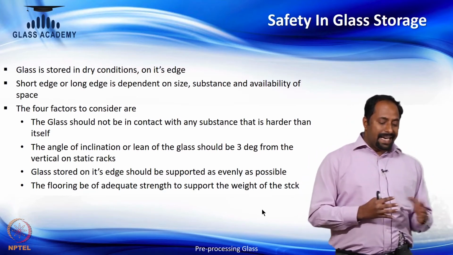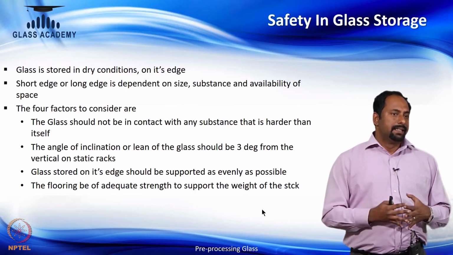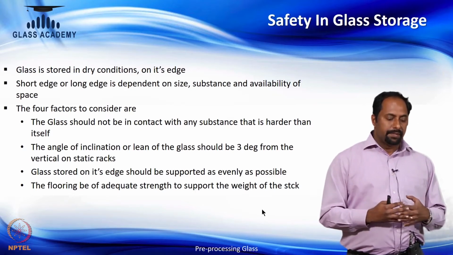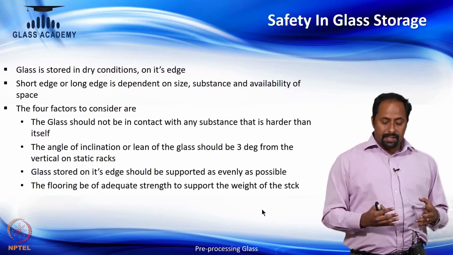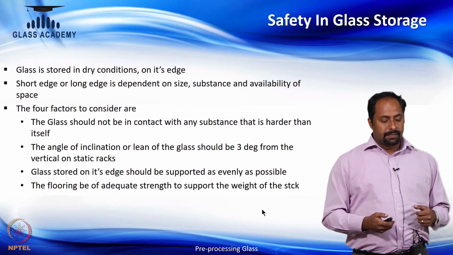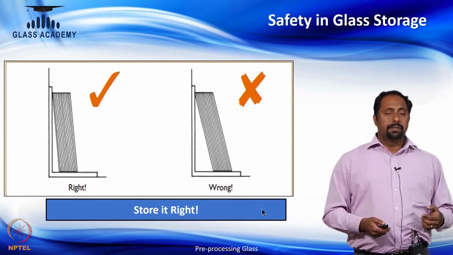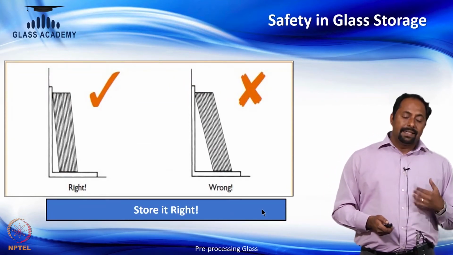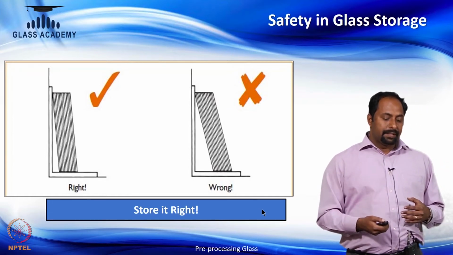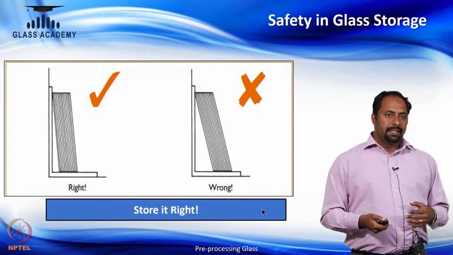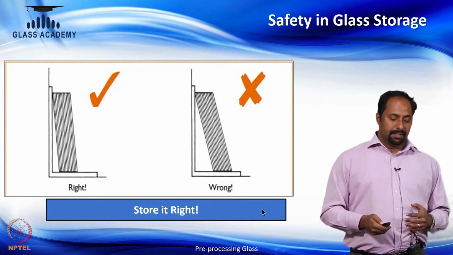And glass stored on its edge should be supported as evenly as possible. If an uneven surface is there, then that also creates an unsafe situation. The flooring should be of adequate strength to support the weight of the stack. So these are the 4 factors which need to be considered. Now here you can see what is the right angle of storage and what is wrong. With the wrong angle of storage, there is every chance that it can slip, slide and then create an unsafe condition.